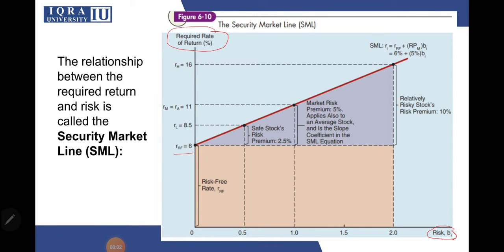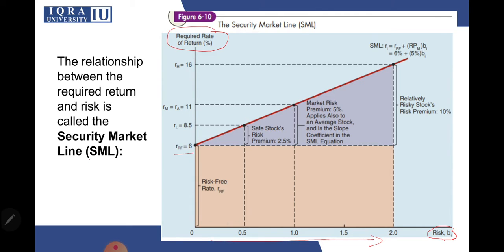The relationship between the required return and risk is called the security market line. And over here we have this graph that shows us the security market line. On the horizontal axis we have risk as measured by beta, and on the vertical axis we have the required rate of return. Now over here you can see that as the risk on the stock is increasing, as you increase the beta coefficient, your required rate of return is going to increase each time.